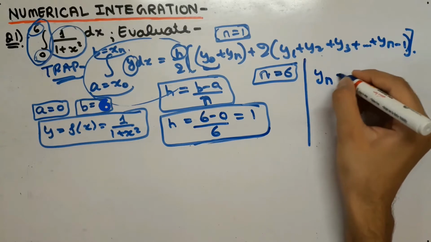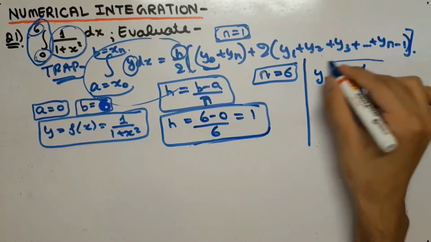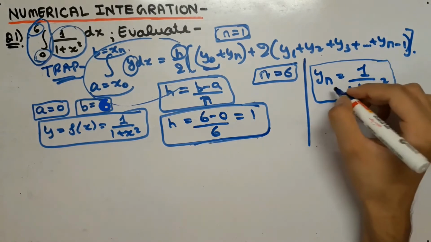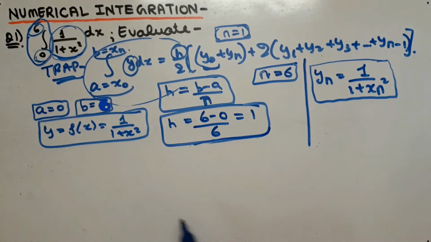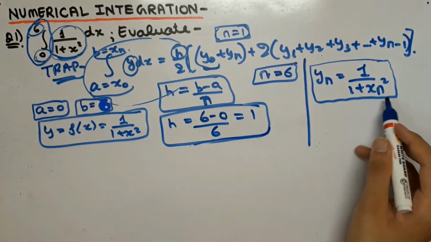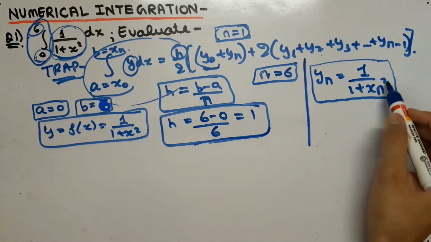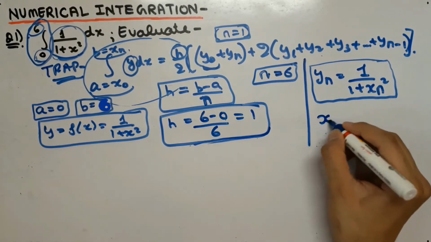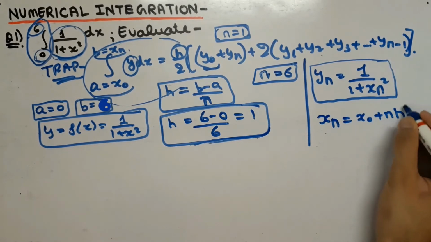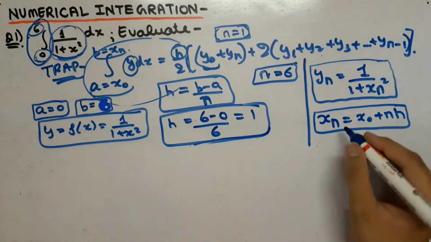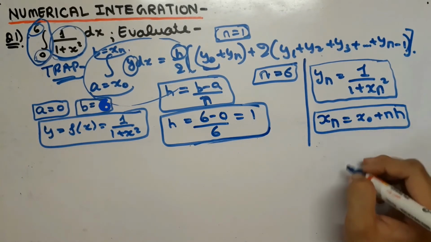That is, we will write yn is 1 upon 1 plus xn square. This is the general formula for finding yn for this particular question, as the value of f(x) is 1 upon 1 plus x square. So now before finding the values of yn, we need to know the general formula for xn. The general formula for xn is x0 plus nh. In this we will put different values of n and get the values of x1, x2, x3 and so on.